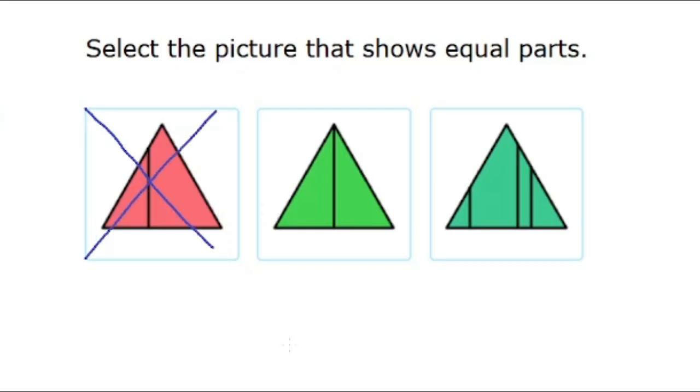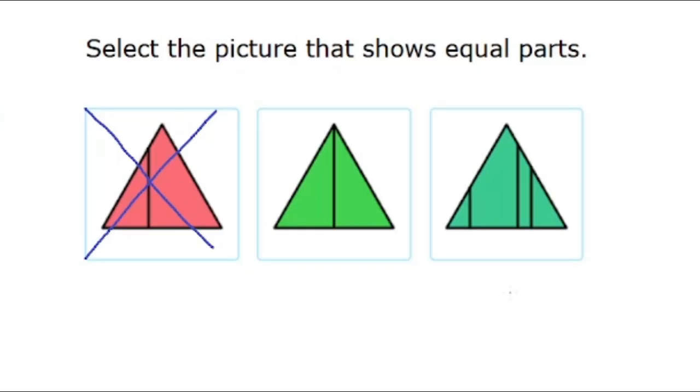Now let's move to this one, the green one. Those look pretty equal. They look like they're the exact same size. They're in equal parts. The triangle has been divided into exact equal parts. But let's take a look at this one, just in case. We have to make sure we pick the exact correct one.